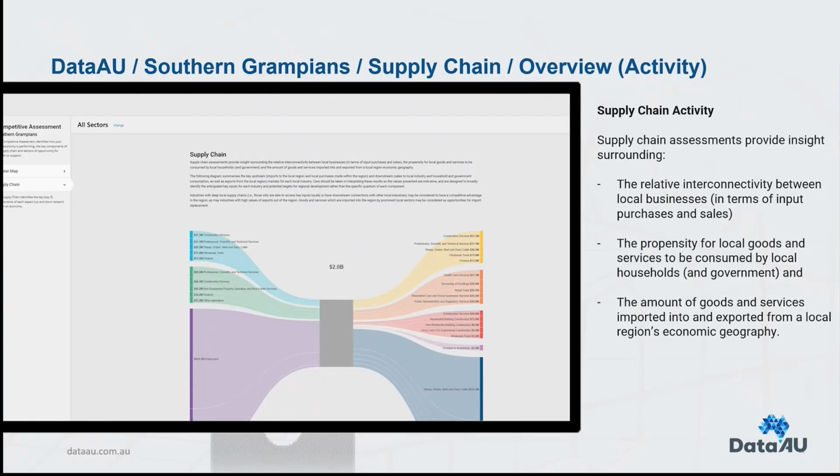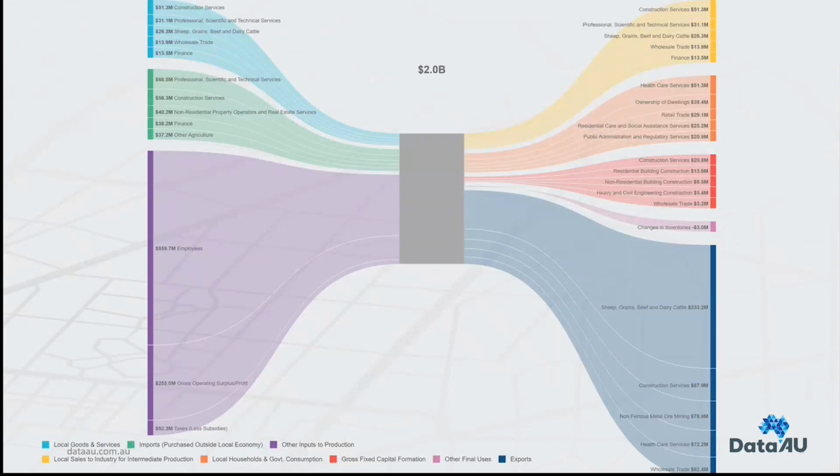Now, the competitive assessment, as I mentioned, it's a very detailed component to DataAU. But what you're looking at here is essentially the relative interconnectivity between local businesses, the propensity for local goods and services to be consumed by households, the amount of goods and services imported into and exported from a local region's economic geography. There is a lot of data in this particular graph. And as you can see, there's a lot of information that we include in each block as well. But once you get across this, what you're able to do, and what we're looking at in this screen here, if I blow it up a little bit bigger, you can see the grey block in the middle here represents an economy. So the economy of Southern Grampians, for example, is $2 billion.